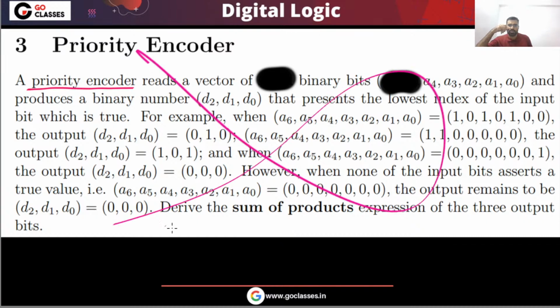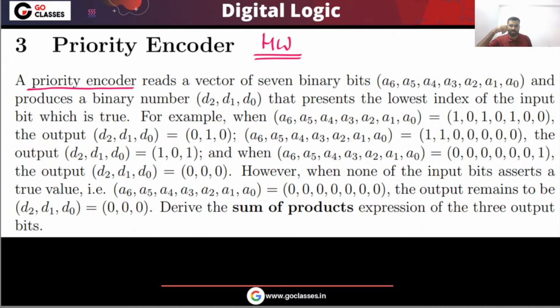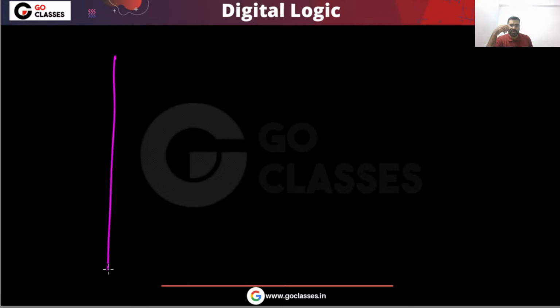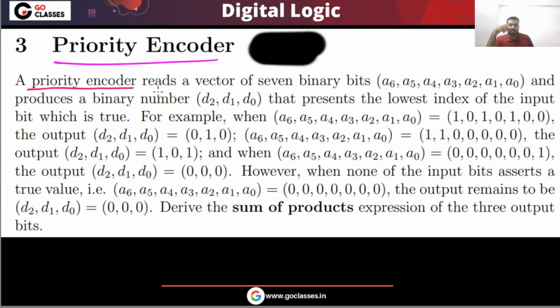Okay, let's solve this entire question, because the question is interesting and easy. This is a question on priority encoder. There is a priority encoder, and this encoder reads a vector of 7 binary bits.